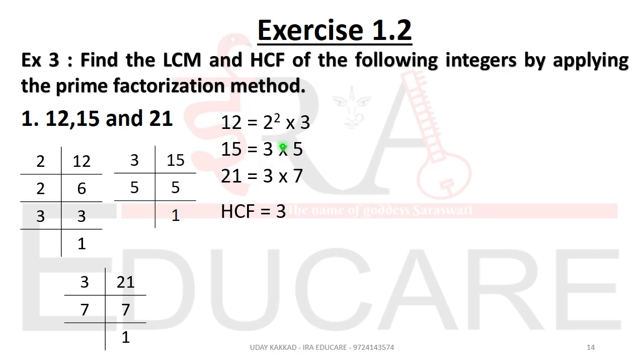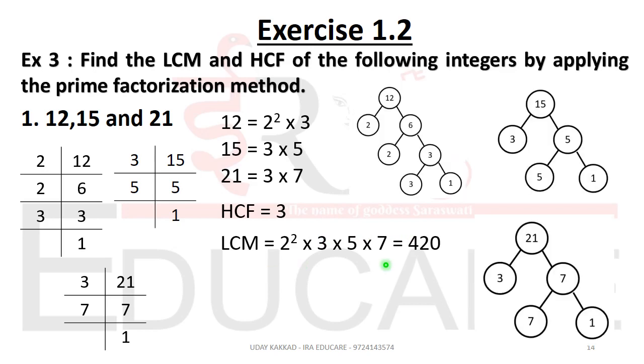Now LCM. So LCM is the greatest power of each factor. So 2 raised to 2 is the greatest power of the factor 2. So 2 raised to 2, 3, 5 and 7. So 2 raised to 2 times 3 times 5 times 7 gives you 420. So HCF is 3 and LCM is 420.